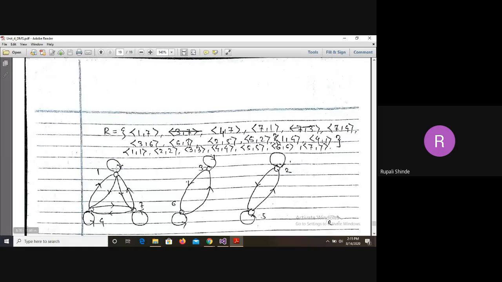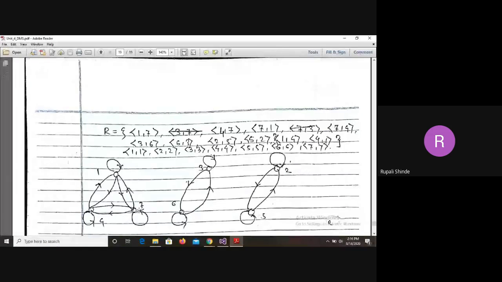Again, there is a self loop at every element 1, 4, 7. So 1 comma 1 is represented by this self loop, 4 comma 4 is represented here by this self loop, and 7 comma 7 is represented by this self loop. Okay. So this is for all the ordered pairs related with elements 1, 4, and 7.